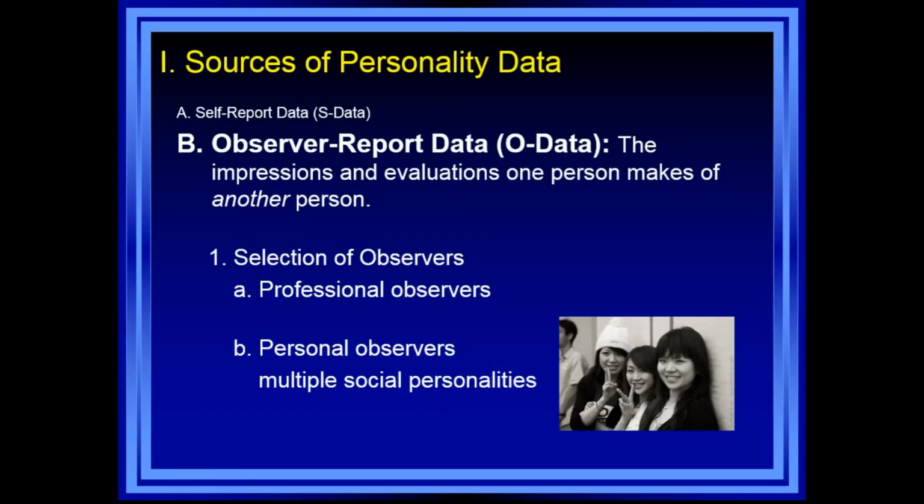So if you look at personal observers that have different relationships with the target individual, you tend to get this very full picture of their multiple social personalities. And that's a really great amount of data to get on a person when we're looking at personality data.